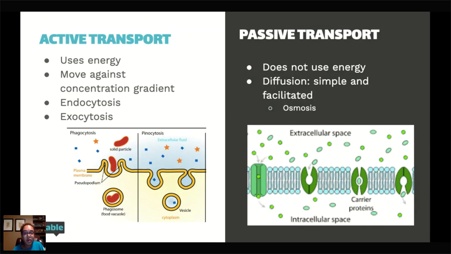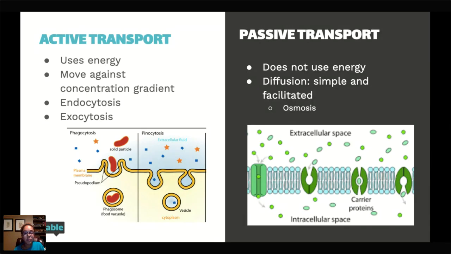Passive transport does not use energy from the cell because it's moving with the concentration gradient. This is already what the substance wants to do, what the molecules in the substance want to do. It doesn't take any extra energy from the cell to make them do this. They go from high concentration to low concentration. And when you just think of it logically, this makes sense because no one wants to be super crowded. So passive transport does not use energy, and you have diffusion.